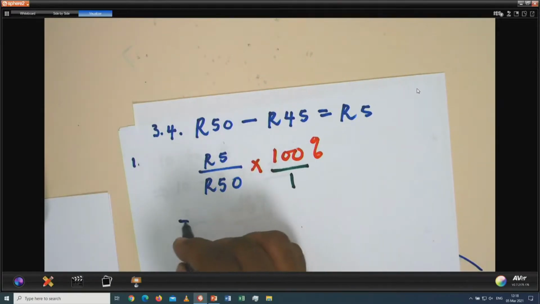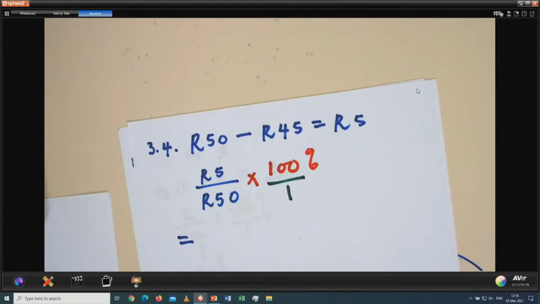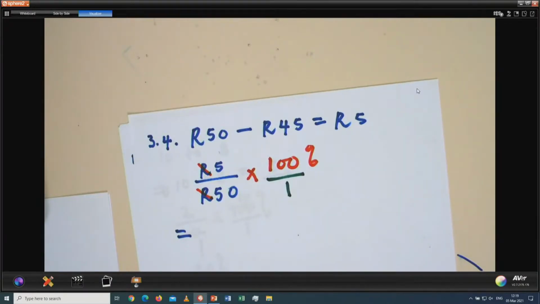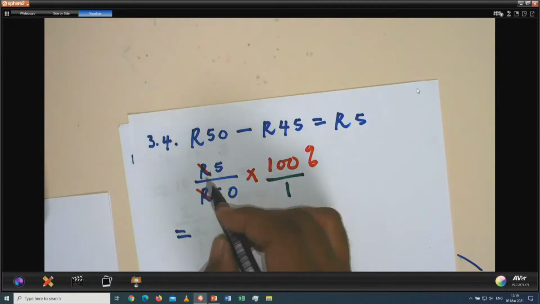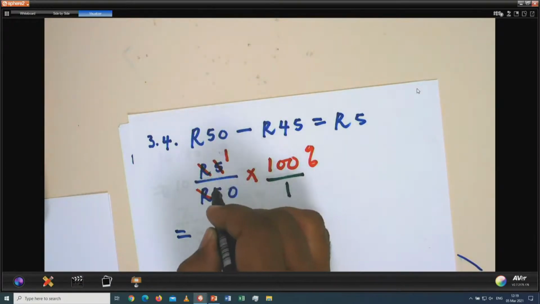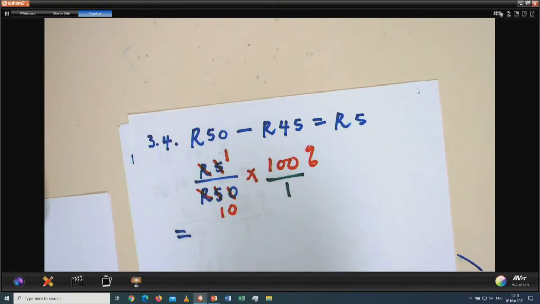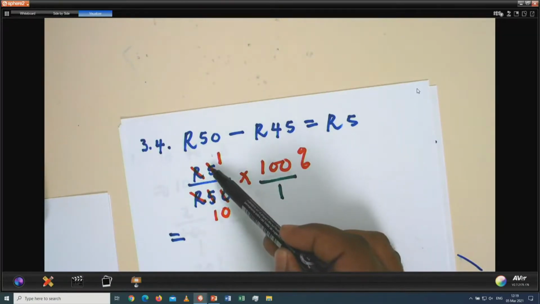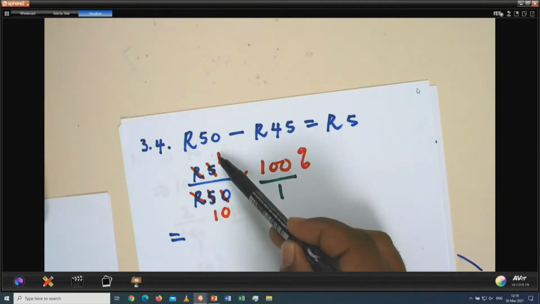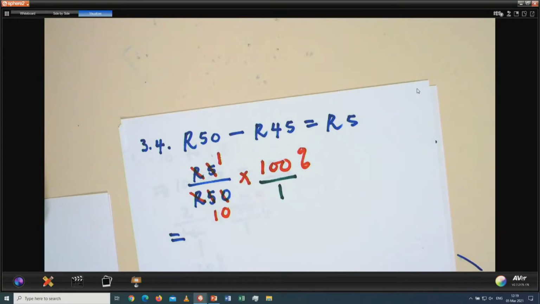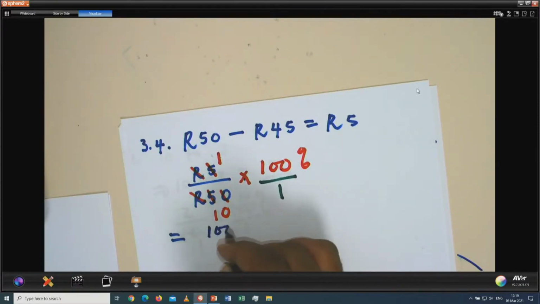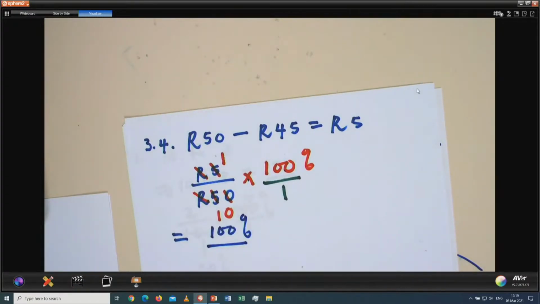Then now we would say, okay, can I simplify this? Yes. The unit signs of the currency Rand cancel each other out, and then we can simplify this by saying 5 into 5 goes once, 5 into 5 once, 5 into 0, 0 times. And therefore, if I simplify, 5 divided by 50 is the same as 1 divided by 10. Then now, we can do it this way. 1 multiplied by 100%, it will definitely be 100%. Divided by 10 multiplied by 1 is a 10.